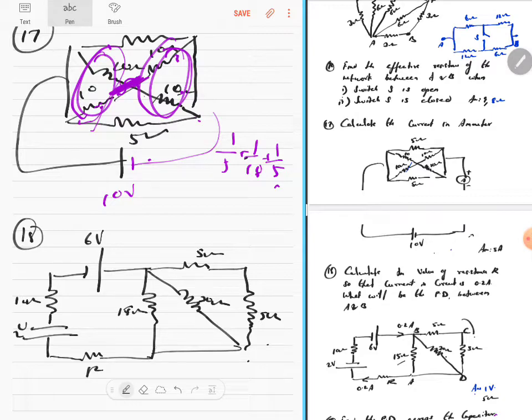A and B, a point is given, I have marked something here. And what is given: calculate the value of the resistance R so that the current in the circuit is 0.2 amps. What will be the potential difference between A and B?